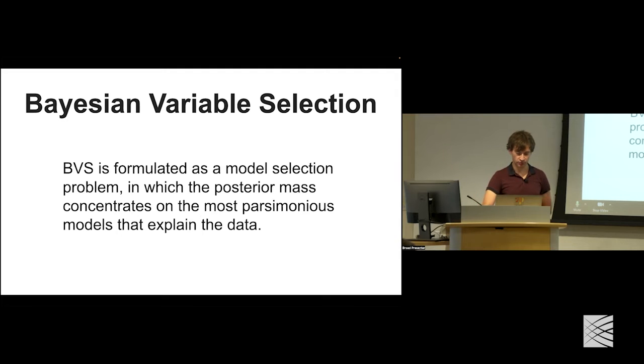Okay, so just to summarize in words, Bayesian variable selection is formulated as a model selection problem, and it's defined with respect to the posterior distribution. And the idea is that the posterior mass will concentrate on the most parsimonious models that explain the data, right? So these models need to be parsimonious so that they have high prior probability, but also they have to explain the data and get good model fit. And there's going to be a balance there, and that balance will be encoded in this posterior distribution. And that's the basic idea.